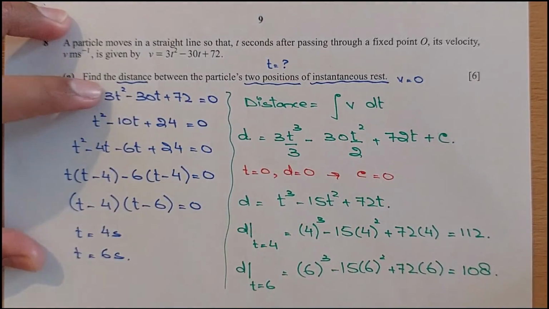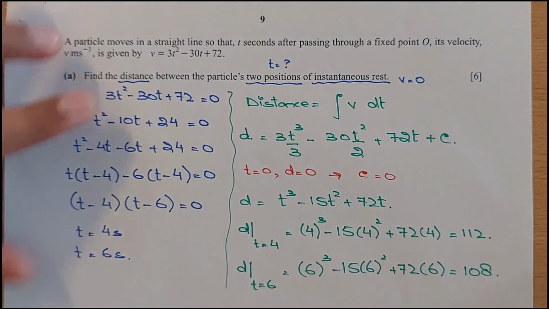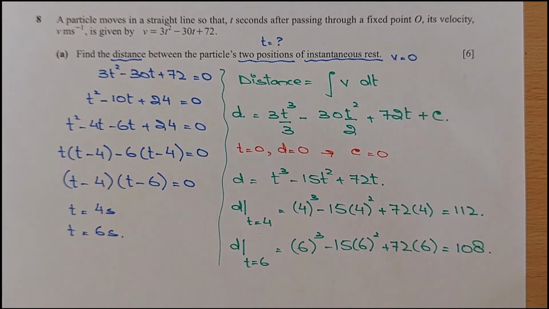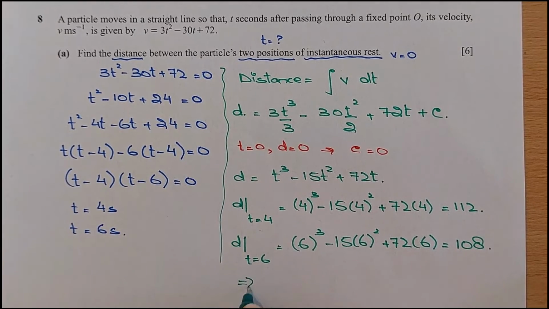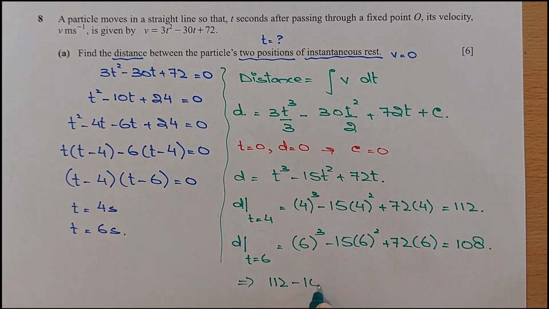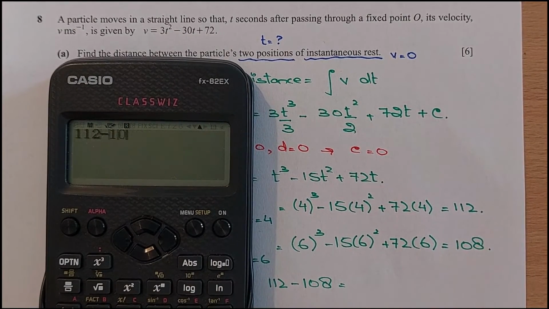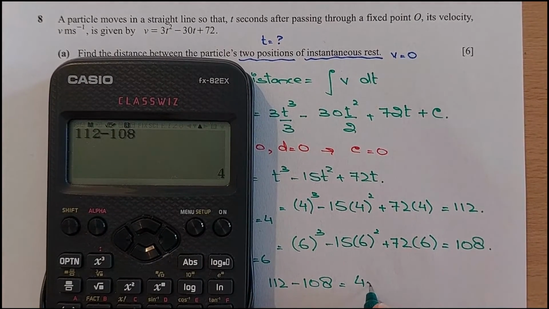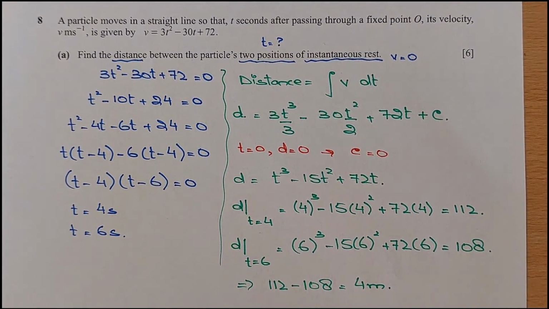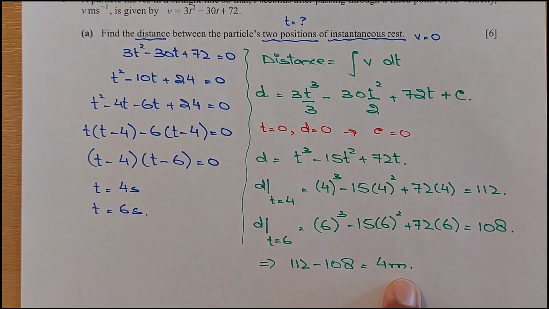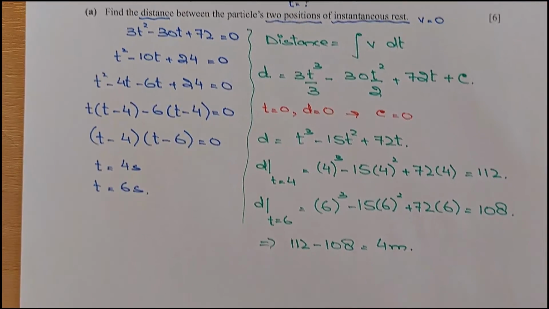Now let me find the distance between the particle's two positions of instantaneous rest. Distance between means we need to find the difference of the two distances. So with this and this, we can find 112 subtract 108. What is the distance? 112 minus 108 is 4 meter, because velocity is in meter per second, so the unit is meter. So 4 meter is the distance between the particle's two positions of instantaneous rest.